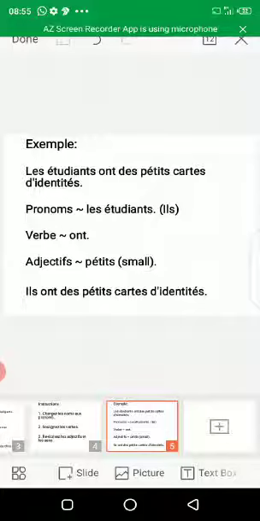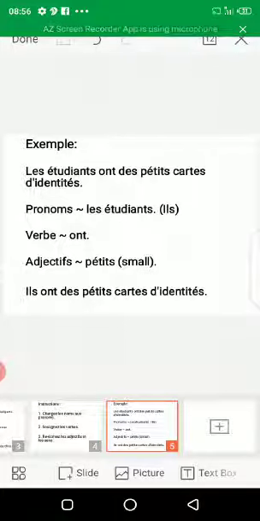Now, the verb. Can somebody bring out the verb in this sentence? Les étudiants ont des petites cartes d'identité. Oui, the verb. Ont, très bien. Ont is a verb in this sentence, from the verb avoir. It means to have. And the adjective in the sentence is what? Petit. Très bien. Petit. It means small.